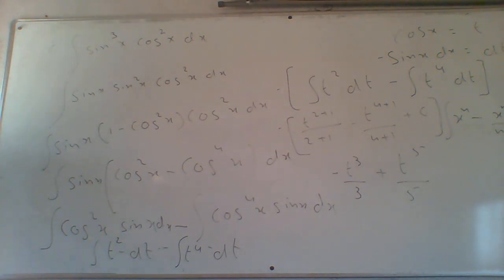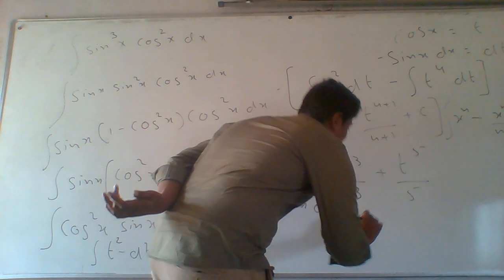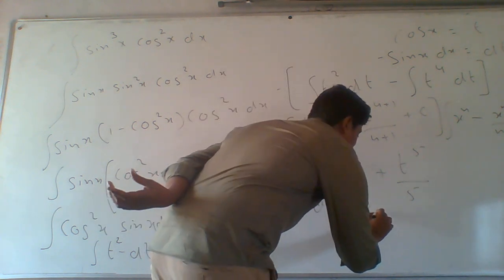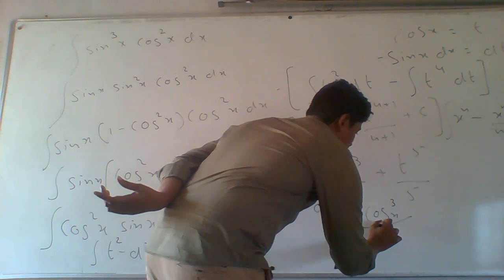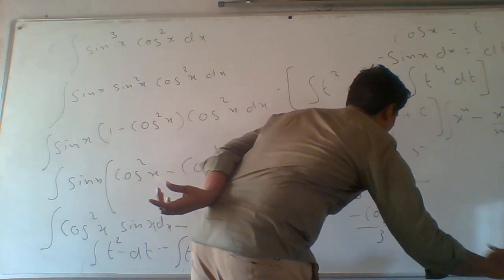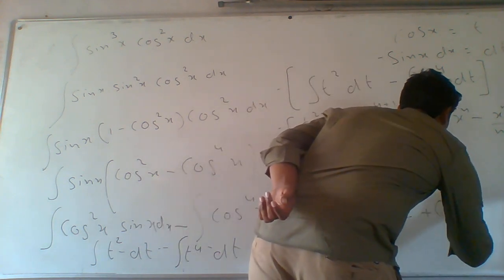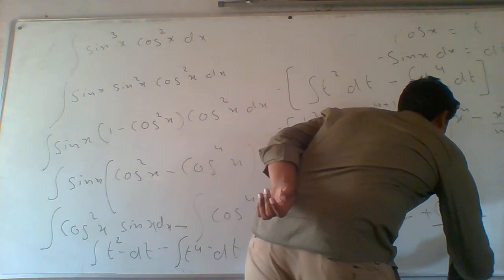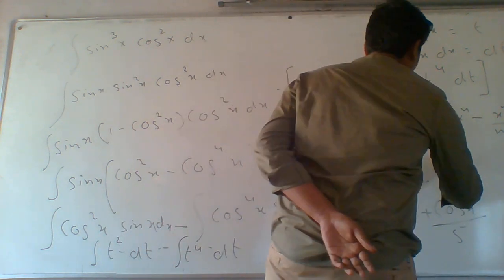What we assumed as t, we put back as cos x. Put the value: minus cos x whole cube by 3 plus cos x whole power 5 by 5 plus C.